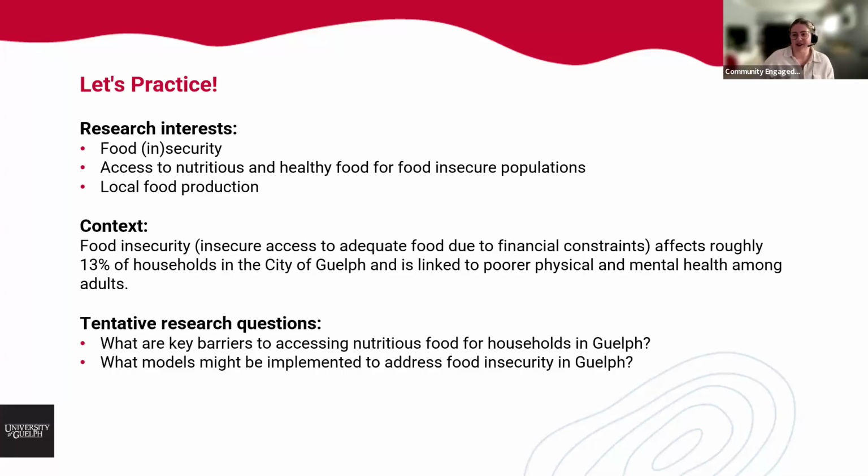We're hoping we can go through together to identify some potential collaborators that we might want to engage in the research. For the purposes of our conversation today, the research interests would be around food insecurity, access to nutritious and healthy food for food insecure populations, and local food production. The context here is that food insecurity affects roughly 13% of households in the city of Guelph and is linked to poorer physical and mental health among adults. The tentative research questions are: what are the key barriers to accessing nutritious food for households in Guelph, and what models might be implemented to address food insecurity in Guelph?